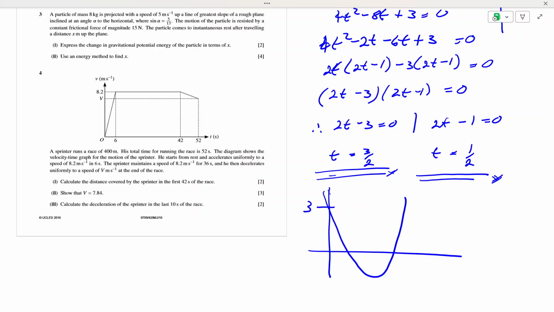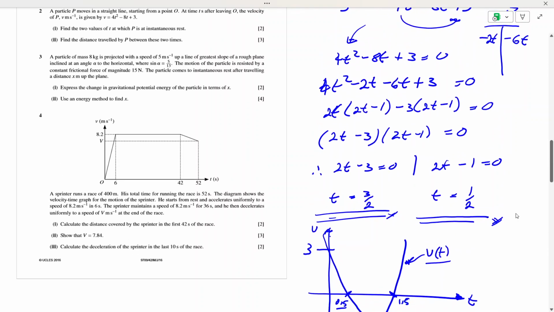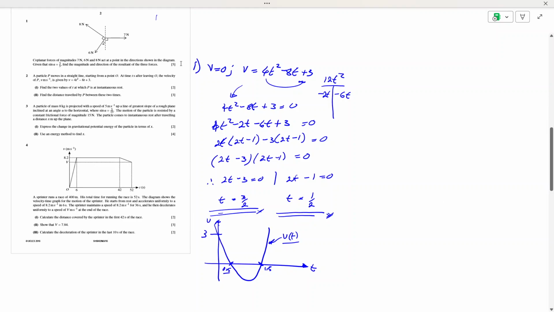It's positive 3. Right, let's just say this is V and this is T. This is what it would look like. And we know that this is going to be 1.5 and this is going to be our 0.5. So these are the values of t when the velocity is equal to 0. And this is the function for v of t. Okay, so that's part 1, right?